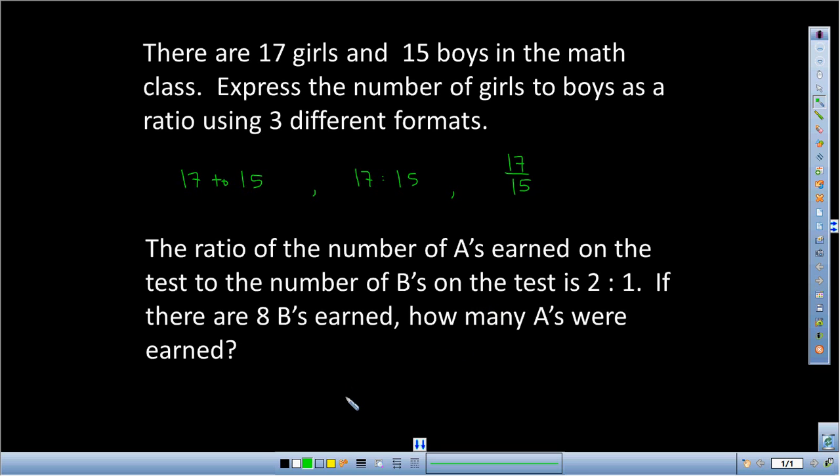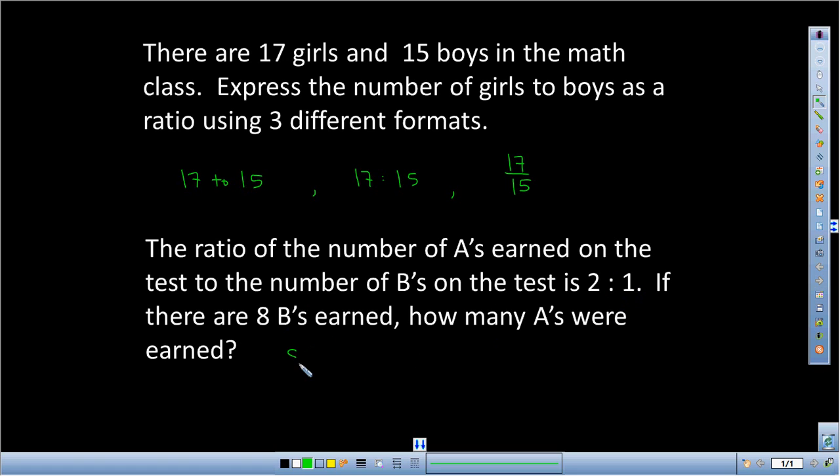Next it says the ratio of the number of A's earned on the test to the number of B's on the test is 2 to 1. If there are 8 B's earned, how many A's were earned? Now remember, one thing about ratios is that the ratio expresses a multiplicative relationship. If our ratio is 2 to 1, then that means that the number of A's is 2 times or twice as many as the number of B's.